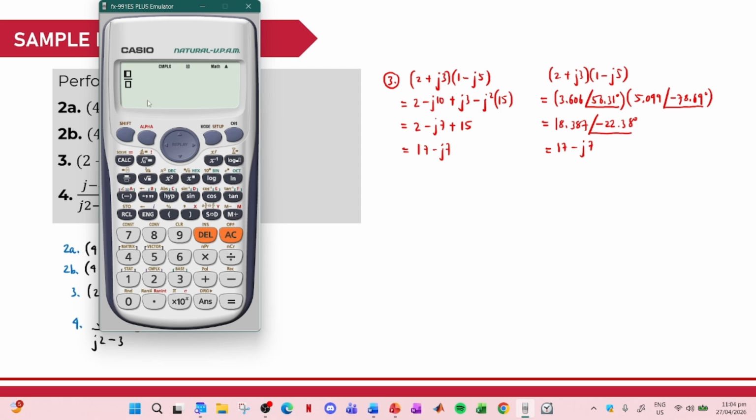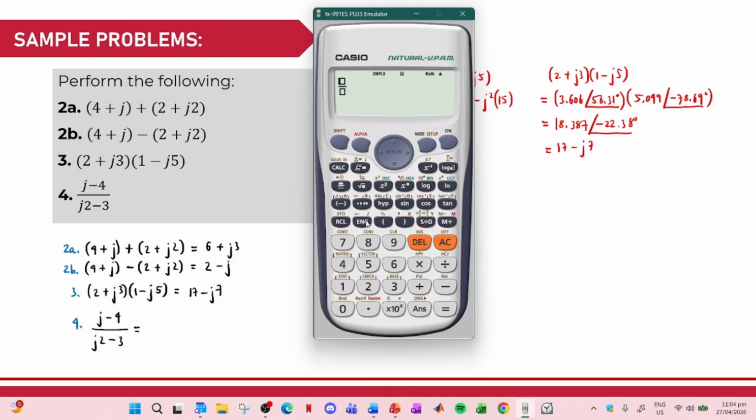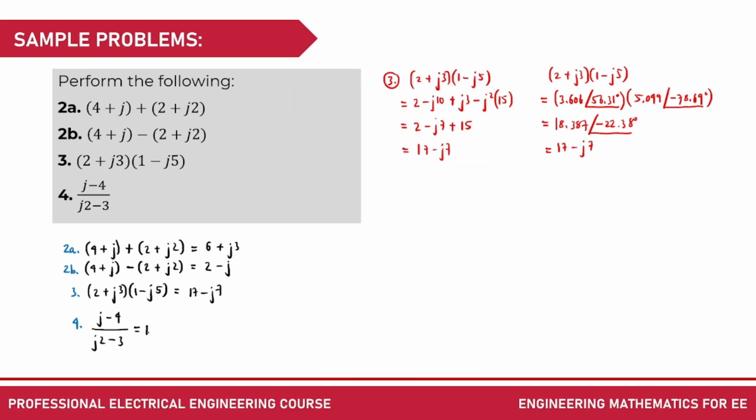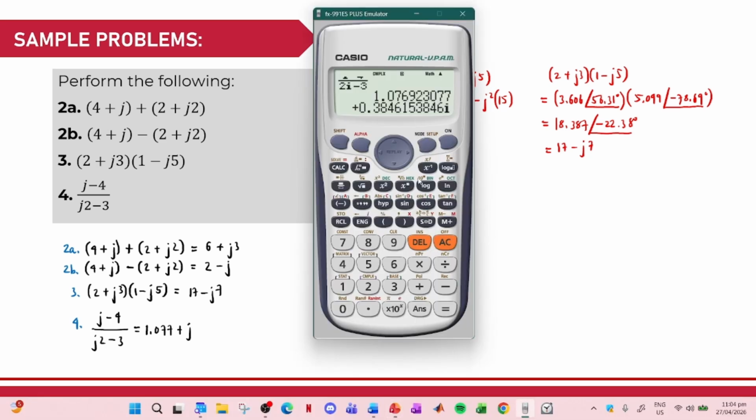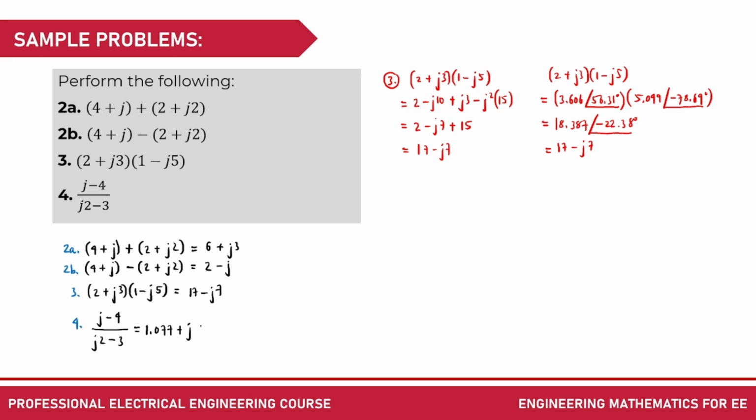You can have there what? j minus 4 all over j2 minus 3. So we have this one: 1.077 and then plus j0.385.